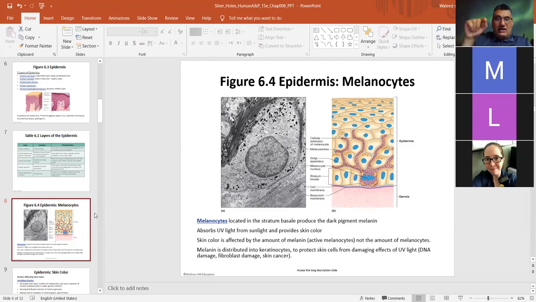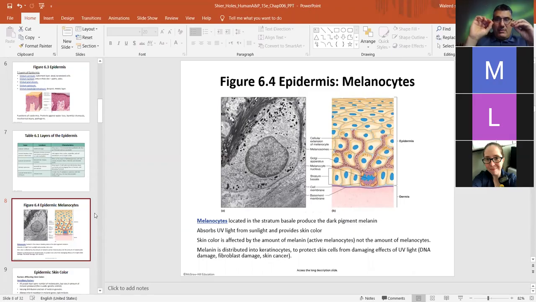This is the one that contains melanocytes. Melano means melanin, which is this dark brown, black pigment that gives the skin its color. Cytes means mature cells. So melanocytes are the mature cells that make melanin. Where is it located? At the stratum basale or stratum germinativum. And this is the one that makes melanin.